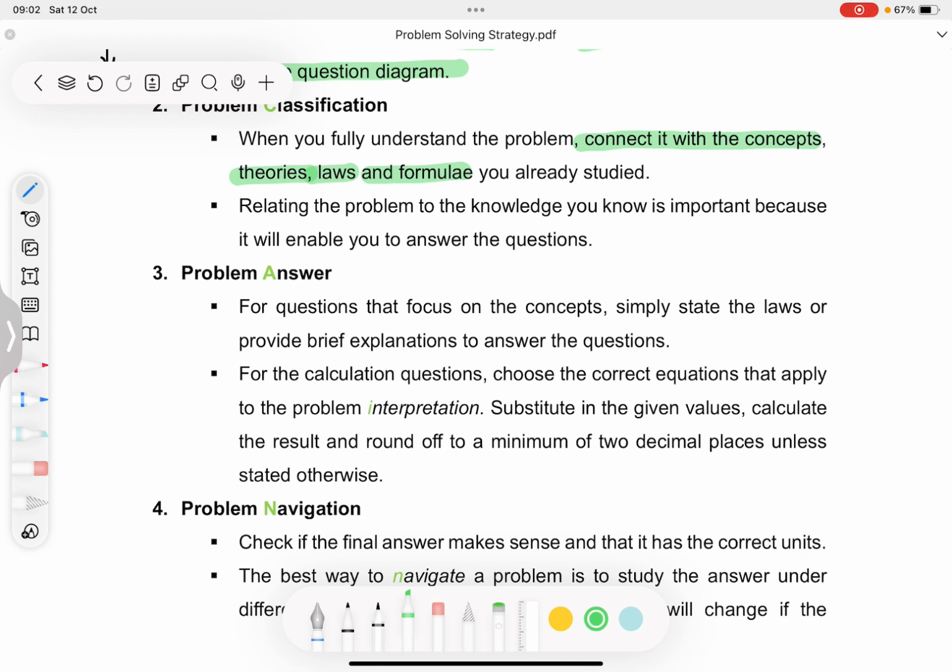achieve with their problem. Now, there are two types of questions that you will get in your exams. One is a question that focuses on concepts. This is a type of question that will ask you about the law, state the law, or provide a brief explanation. They'll give you a scenario and say, explain why this is the case, or explain how this is the case. So those are questions that focus on concepts.